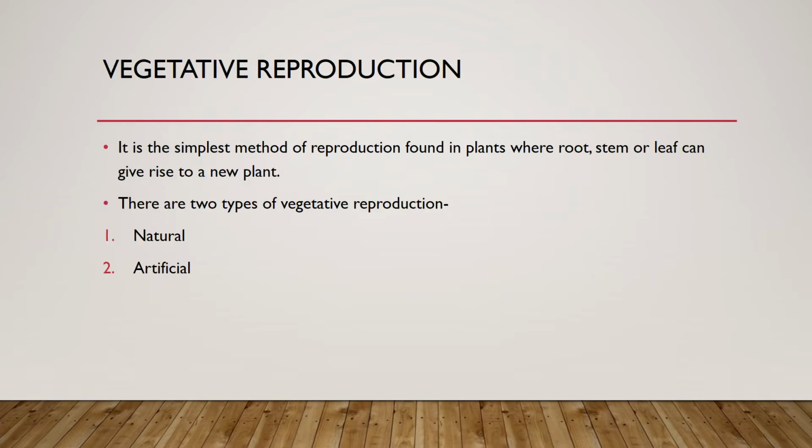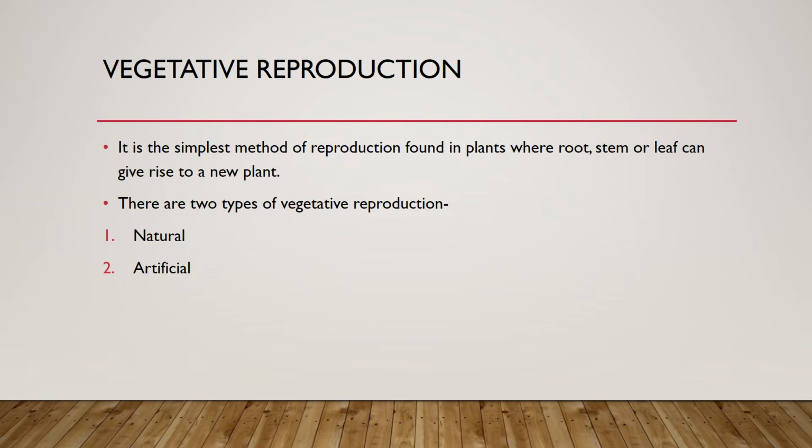First, we will talk about vegetative reproduction. Vegetative reproduction is the simplest method of reproduction found in plants, where the root, stem or leaf can give rise to a new plant. Means in vegetative reproduction, the root, stem or leaf of the plant give rise to a new plant. Again, there are two types of vegetative reproduction: first is natural and second is artificial.